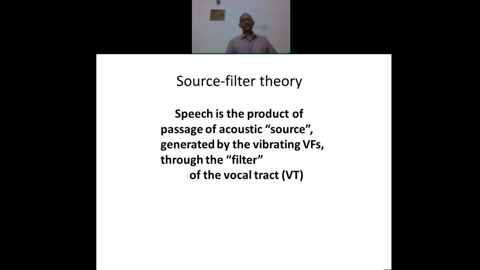So what is the theory of speech? That's source filter theory, which means that speech is the product of passage of an acoustic source, which is the vibrating vocal folds. The most common acoustic source we would think of is the tuning fork. So for vocal folds, you could think of a very rough, crude analogy of a tuning fork. The vibrating vocal folds, like a tuning fork, become the acoustic source. And then this source, the sound produced, passes to the filter of the vocal tract to produce speech. And what is the vocal tract?